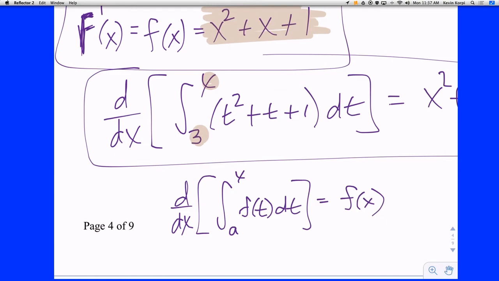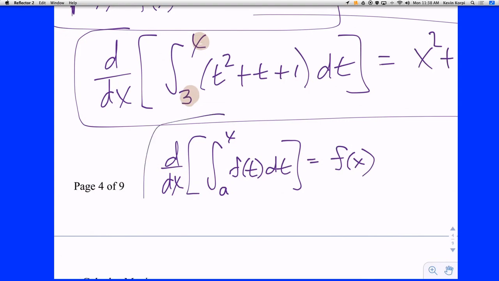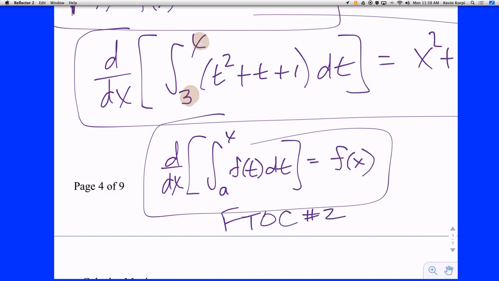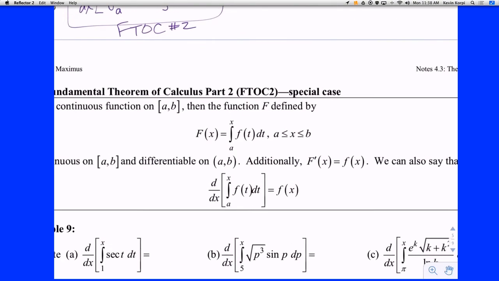Yeah. And you can prove that very quickly just by saying the antiderivative of little f is big F, plug in the top minus plug in the bottom and take the derivative. That is right there the FTOC number 2. It's the second part. It basically is the part that says when you take the derivative of an integral from a number to plain old x, you're going to get the plain old integrand, but it's going to become a function of x, not a function of t. Okay? And we state that right here.